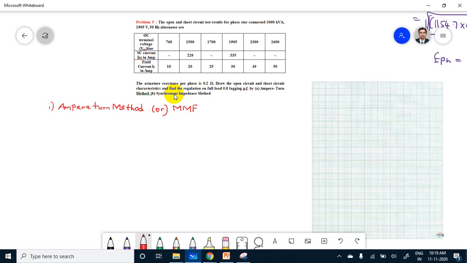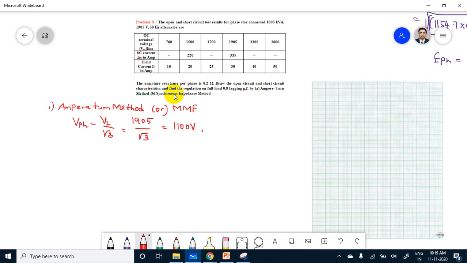In the MMF method, we first have to plot the values. It is star connected, so V phase is equal to VL by root 3, which is 1905 divided by root 3. So how much is my V phase? 1100 volt.